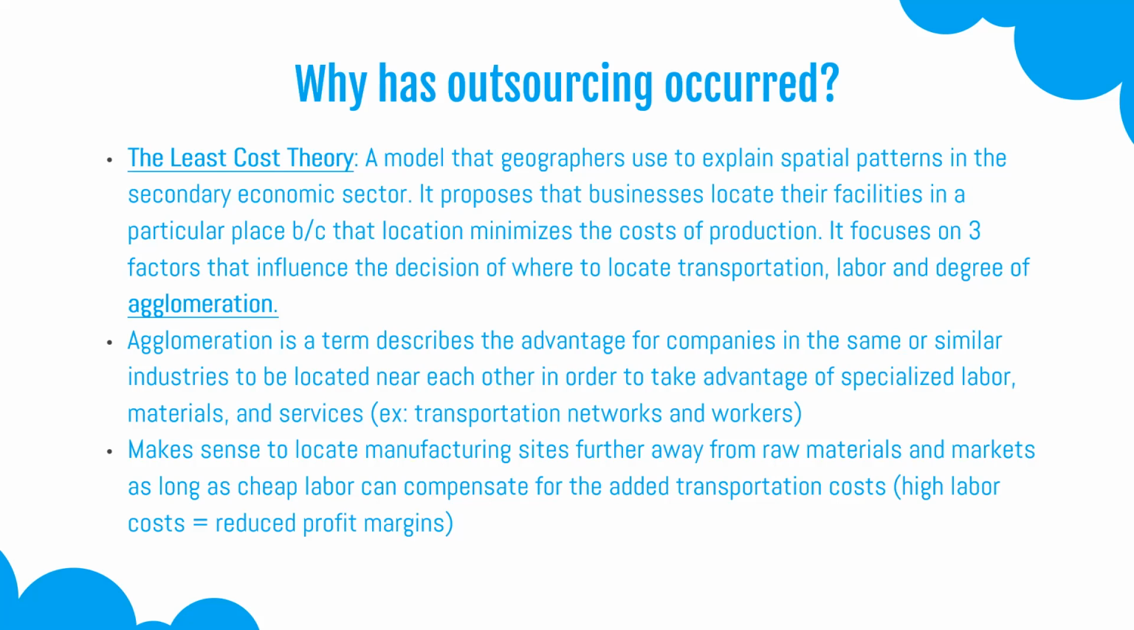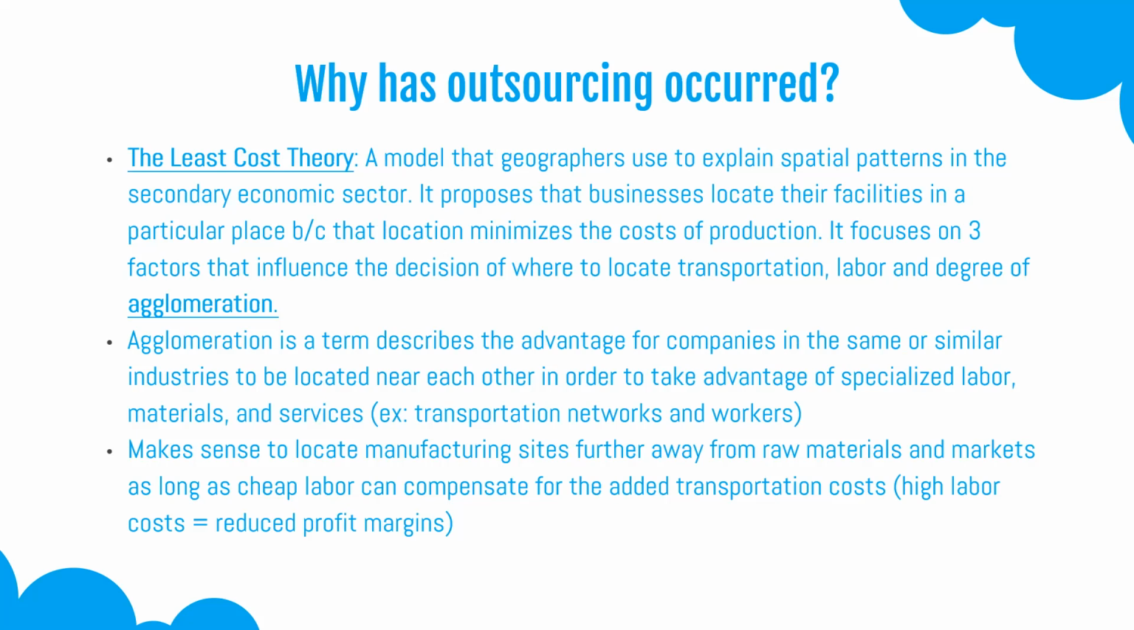Agglomeration is a term that describes the advantages for companies in the same or similar industries to be located near each other, to take advantage of specialized labor, materials, and services. They might rely on transportation networks and the workers that are there. In other words, businesses can assist each other in controlling costs through shared talents, services, facilities, and the same access to the pool of laborers around. Again, transportation networks.